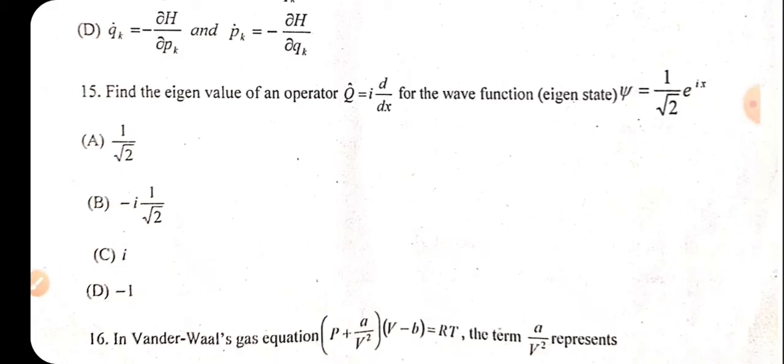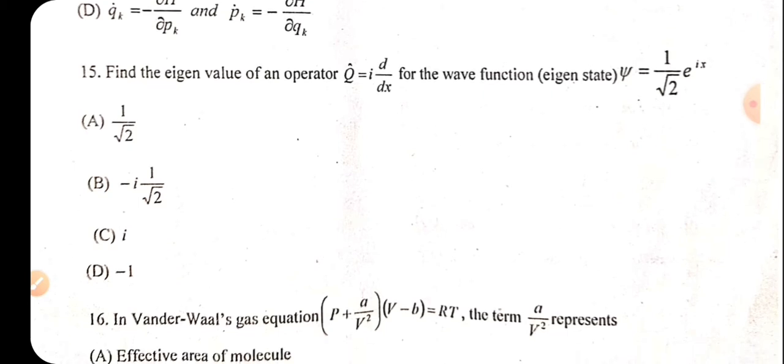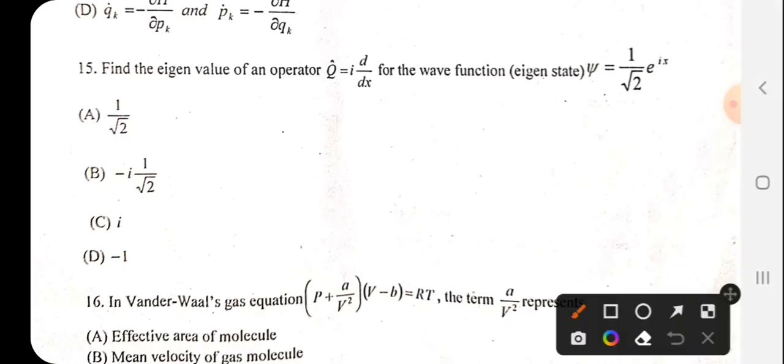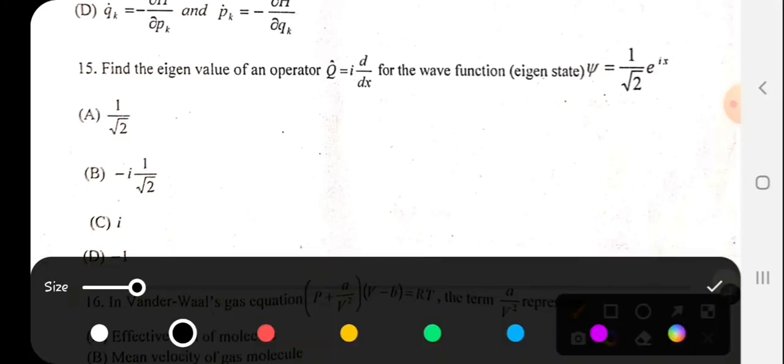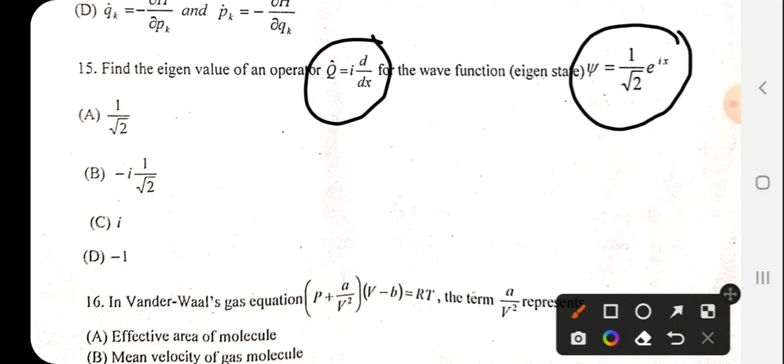So this is the third part of the CPET Physics 2022 answers. Okay, so I will start from quantum mechanics, that means modern physics. The solution starts from question number 15, which is: find the eigenvalue of an operator q cap, equal to i d by dx, for the wave function or eigenstate given by psi equals 1 upon root 2 e to the power ix.